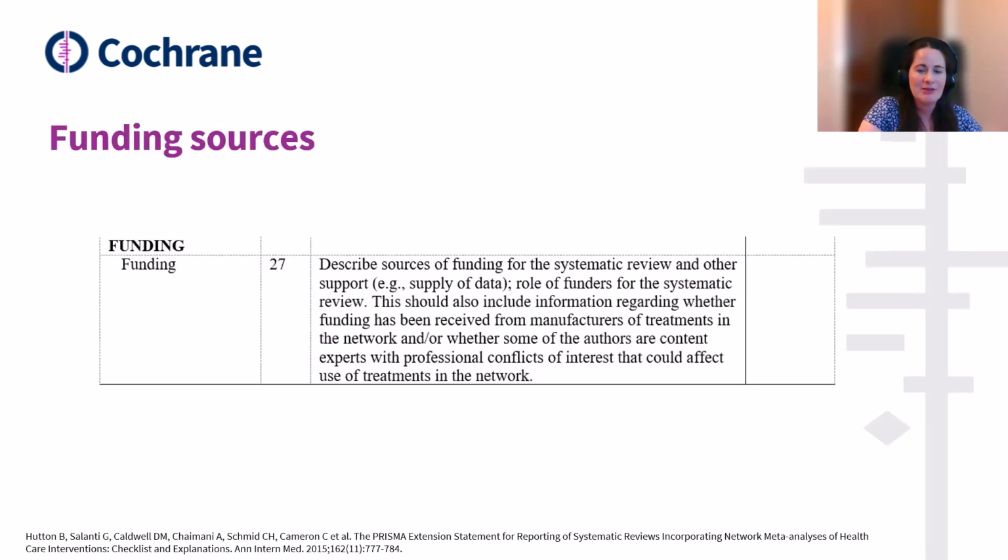There is also a PRISMA item on describing funding, resources, and support for the systematic review, and this should always be included in any type of research.